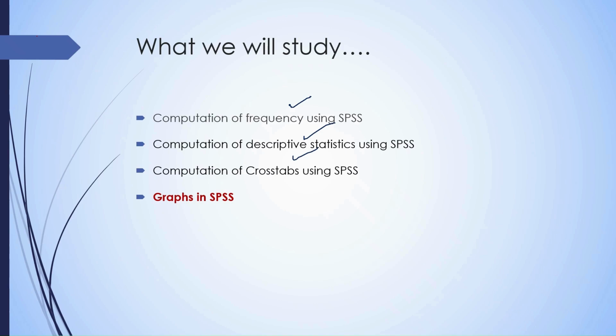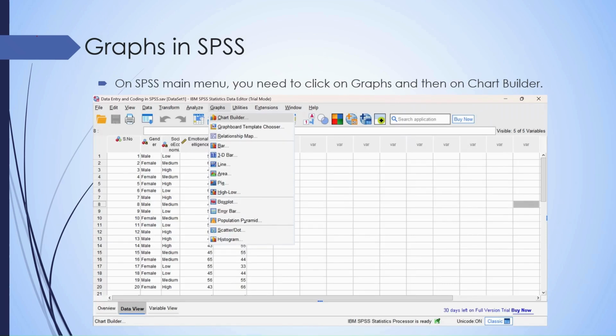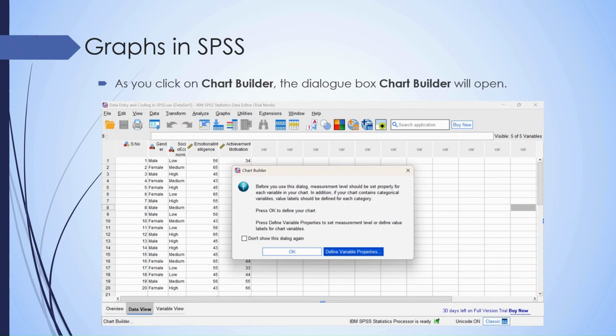Now the last part of this video, we'll be looking at how to do graphs in SPSS. Till now, whatever computations we saw, we were utilizing this analyze menu, right? Now for graphs, we have a totally separate menu. This is called graphs itself. You click on graphs and then you will have this drop down, and from this drop down you have to choose chart builder. When you click on chart builder, you will have the chart builder dialog box open.